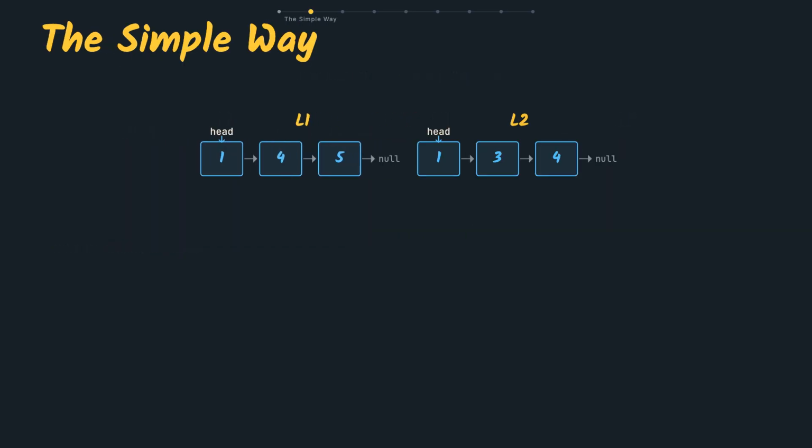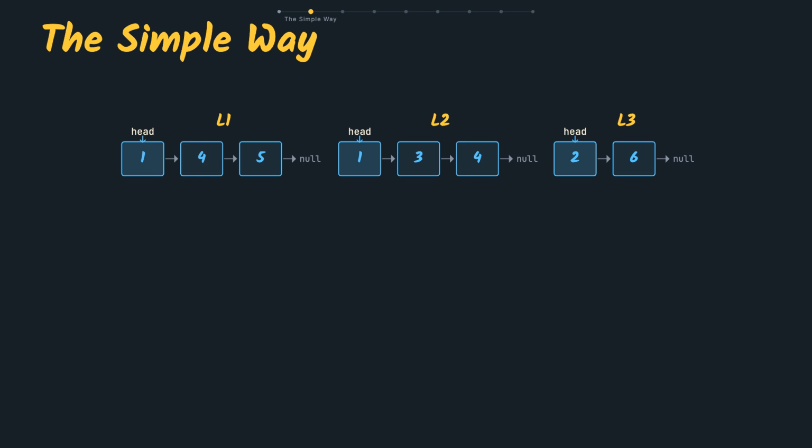Let's reason through the plain way first. To choose the very first node of the answer, where can it possibly come from? It has to be the smallest of the 3 front nodes. So we peek at all 3 heads. 1, 1, 2. Smallest is 1. We take it. Both the first and second lists start with 1, so pick either. Say the first. The first list steps forward to 4.